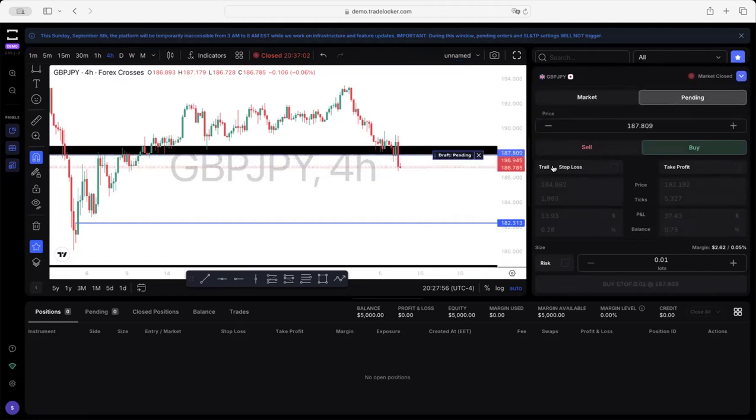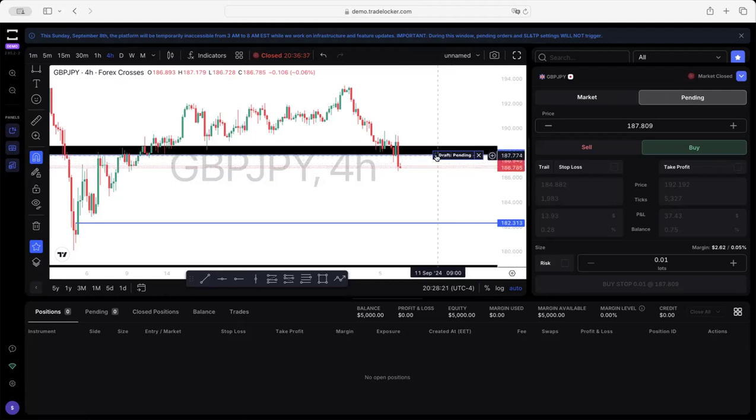pending. Okay. Now, this is how I want you to determine what your lot size is going to be. I'm saying between 1 and 5%. I mean, 1.5%. Okay. If you're not sure how to calculate that, this is what I'm about to show you.